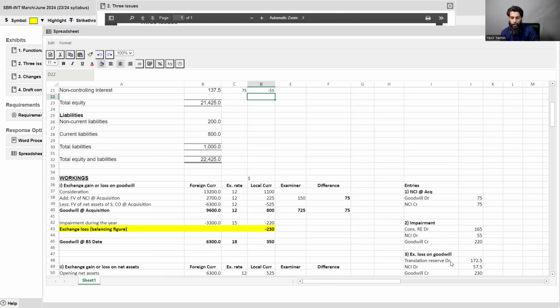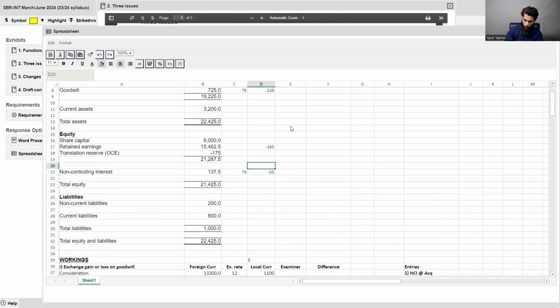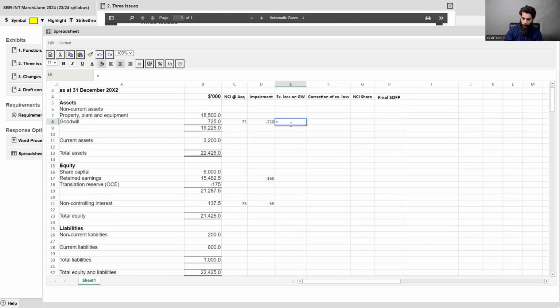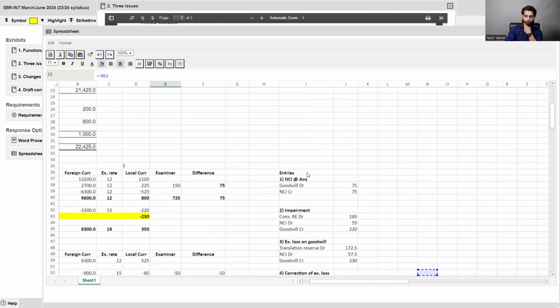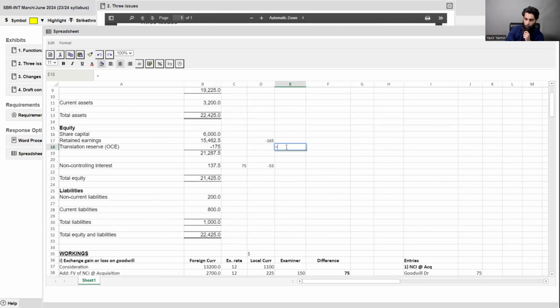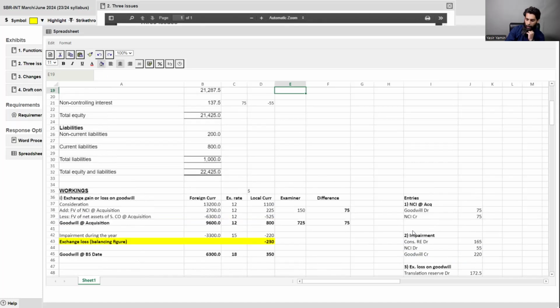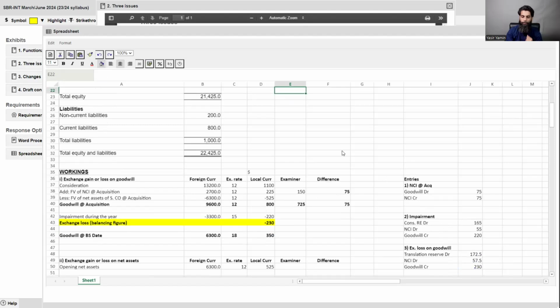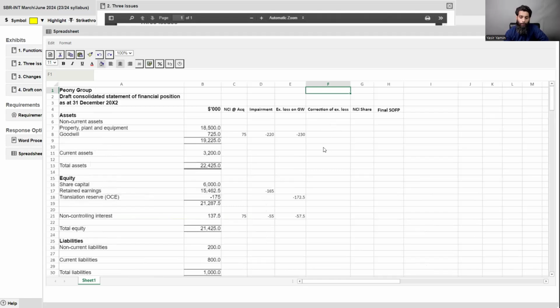The third is exchange loss on goodwill. Again, your translation reserve and NCI will reduce and your goodwill will be credited. Due to this exchange loss, your goodwill's value will decrease. So it's a minus. You go with the negative sign. And then you reduce your translation reserve as well due to this exchange loss, and NCI as well due to this exchange loss. All done? Good to go, guys.